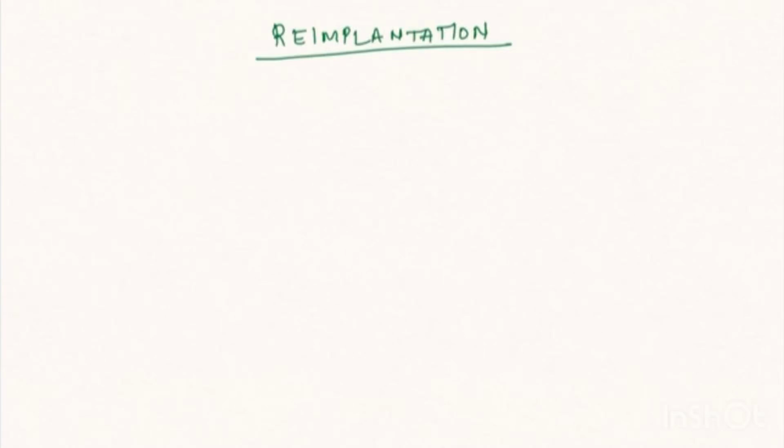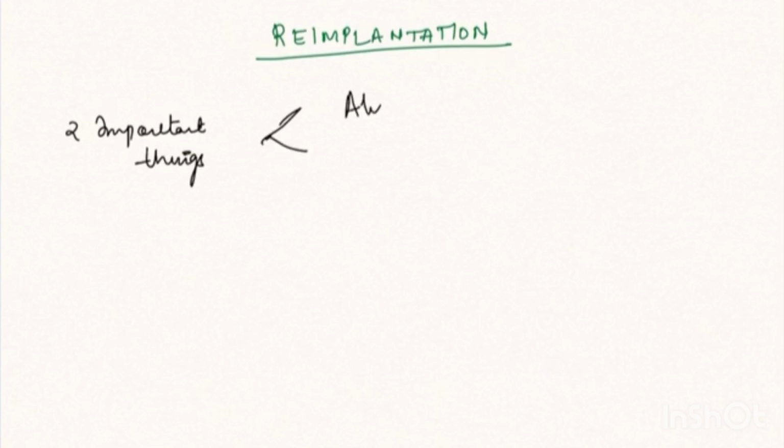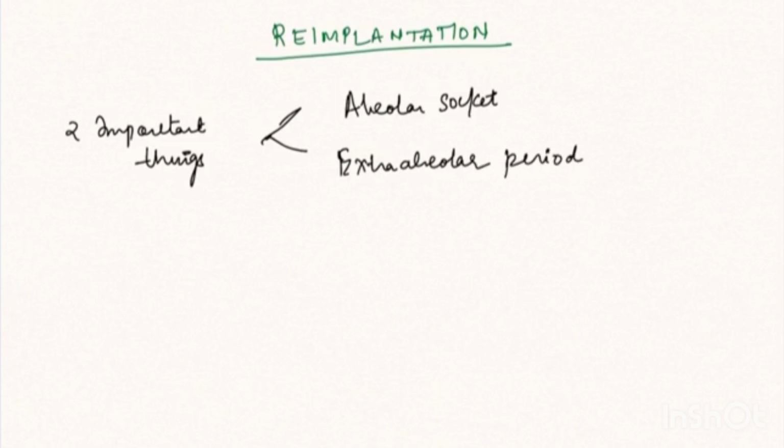Hello friends, our today's topic is reimplantation. This is a very important topic in pediatric dentistry and endodontics. So reimplantation is nothing but the placement of the tooth inside the alveolar socket again. The two important things to consider before reimplantation.